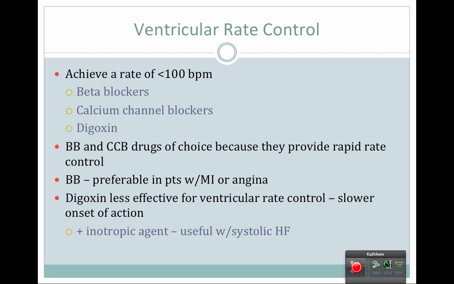For symptomatic AFib lasting weeks, initial therapy may be anticoagulation and rate control. The long-term goal is to restore sinus rhythm.